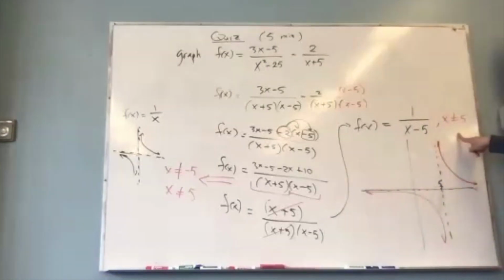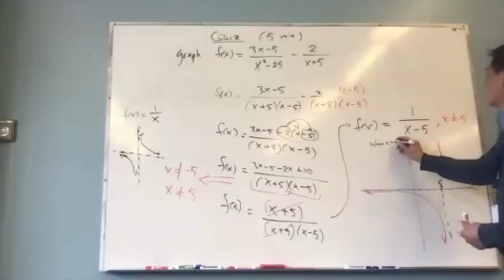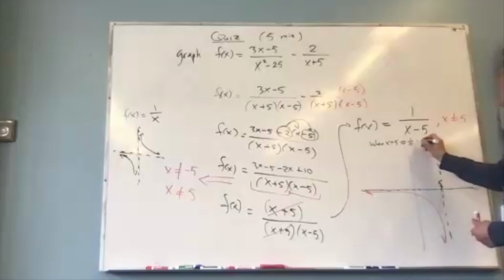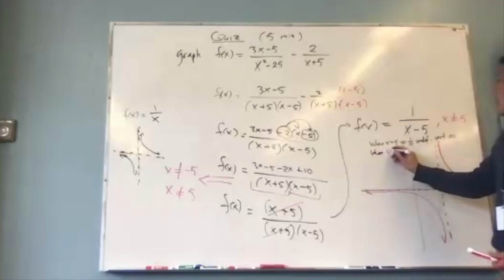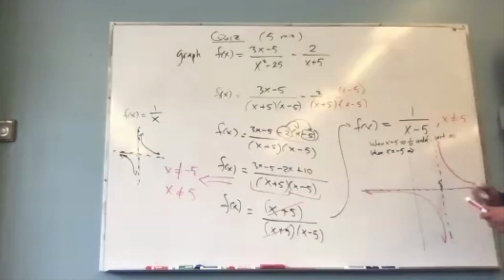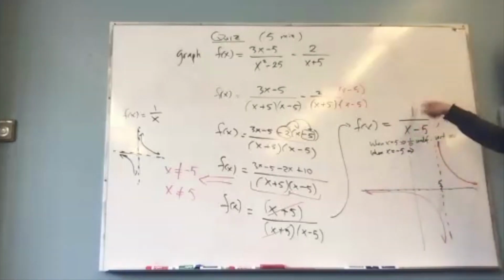We know that this one gives us the vertical asymptote, because if I put 5 in here, I get 1 over 0. When x is equal to 5, we get 1 over 0, which is undefined, which is a vertical asymptote. Okay, but what about when x is equal to negative 5? Well, if you put x equal to negative 5 into this equation, you end up with 1 over negative 10.